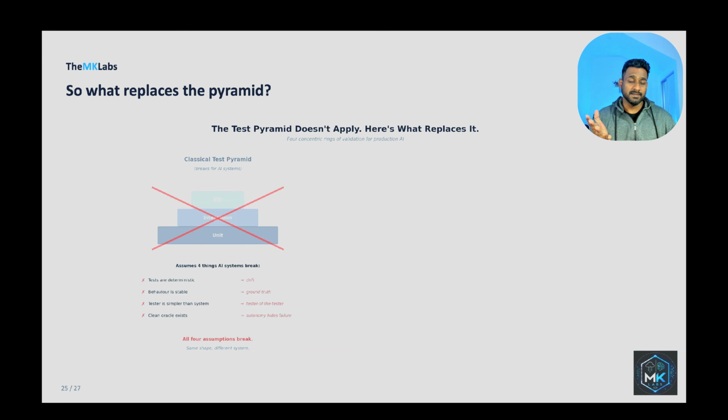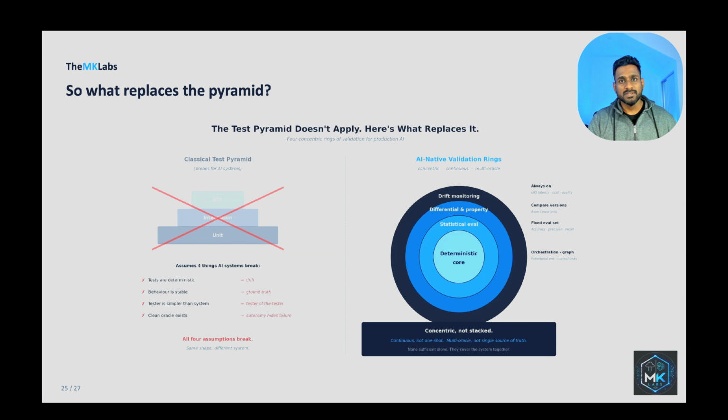So what replaces it? I don't know if you want to call it the MK Labs way. I would say four concentric rings instead of three layers: a deterministic core, orchestration graph and ephemeral environment tested with normal unit tests around that; a statistical eval ring, with metrics like accuracy, precision, F1, recall over a fixed eval set. Around that, differential and property-based testing, comparing versions, asserting invariance, and surrounding the whole thing with drift monitoring. Always on, watching P95, latency, cost, quality scores in production.